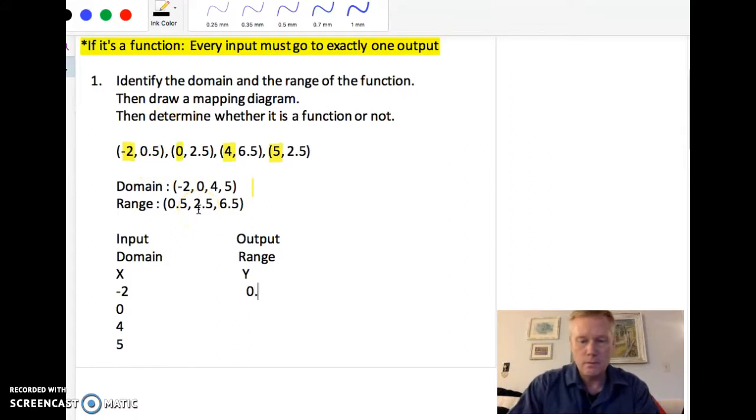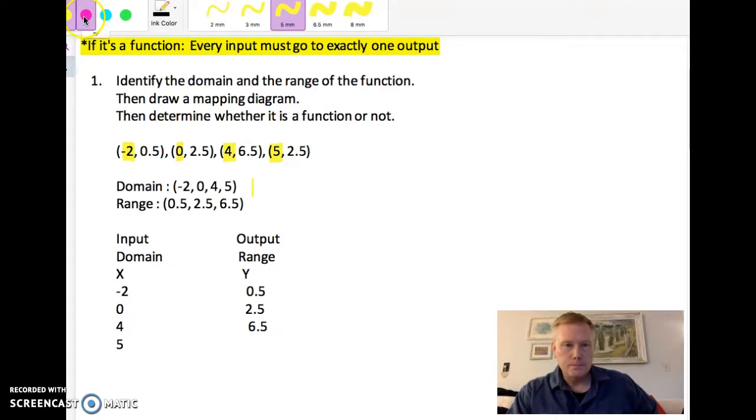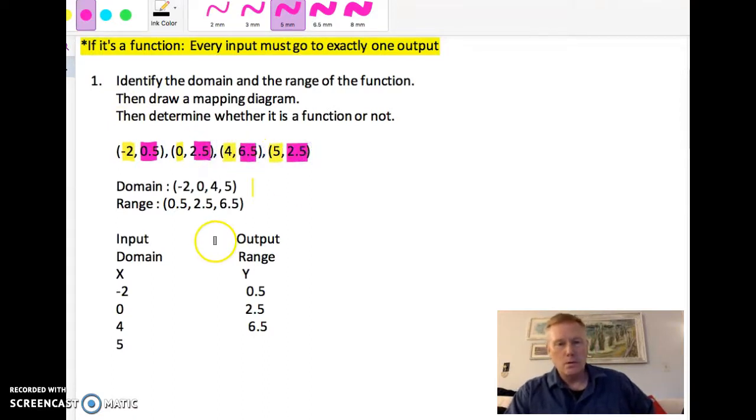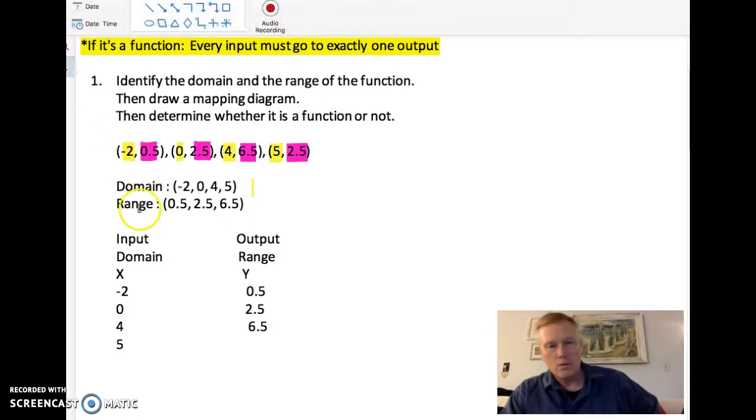And over here in the range, I'm going to put the corresponding y values, 0.5, 2.5, because 0 goes to 2.5, which we'll get to in a moment, 4, 6.5, okay, and then 2.5 again up here. But I'm not going to repeat them, okay, in the mapping diagram. All right, so next thing I'm going to do is we can draw arrows.